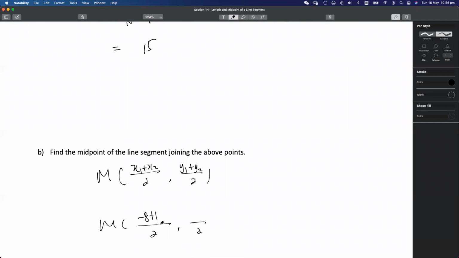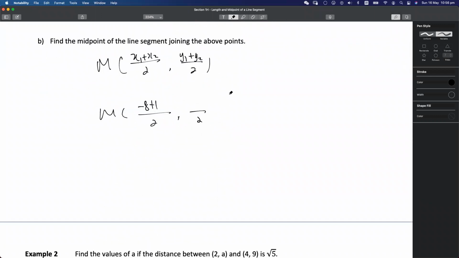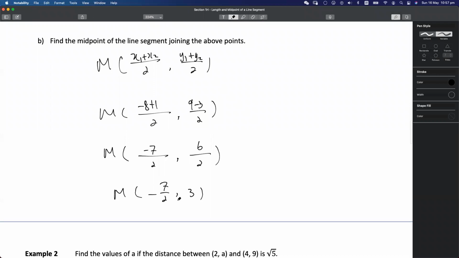I didn't calculate it just now. I'm writing it, and I'm going to calculate it later. Half of the sum of y1 and y2, 9 minus 3. So 9 plus negative 3 is just 9 minus 3. They're equivalent. So M is half of negative 7, comma, half of 6. It can be simplified again: negative 7 over 2, and 3. I bring my negative sign to the front so it looks more professional. And here we go, we found the midpoint.